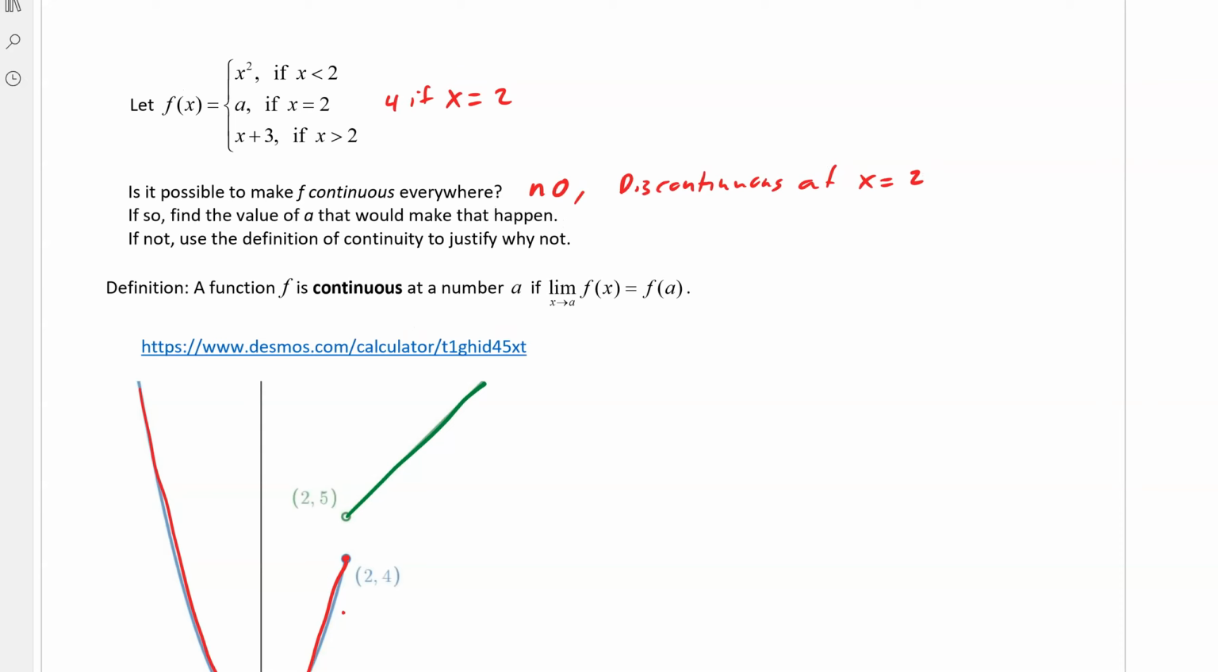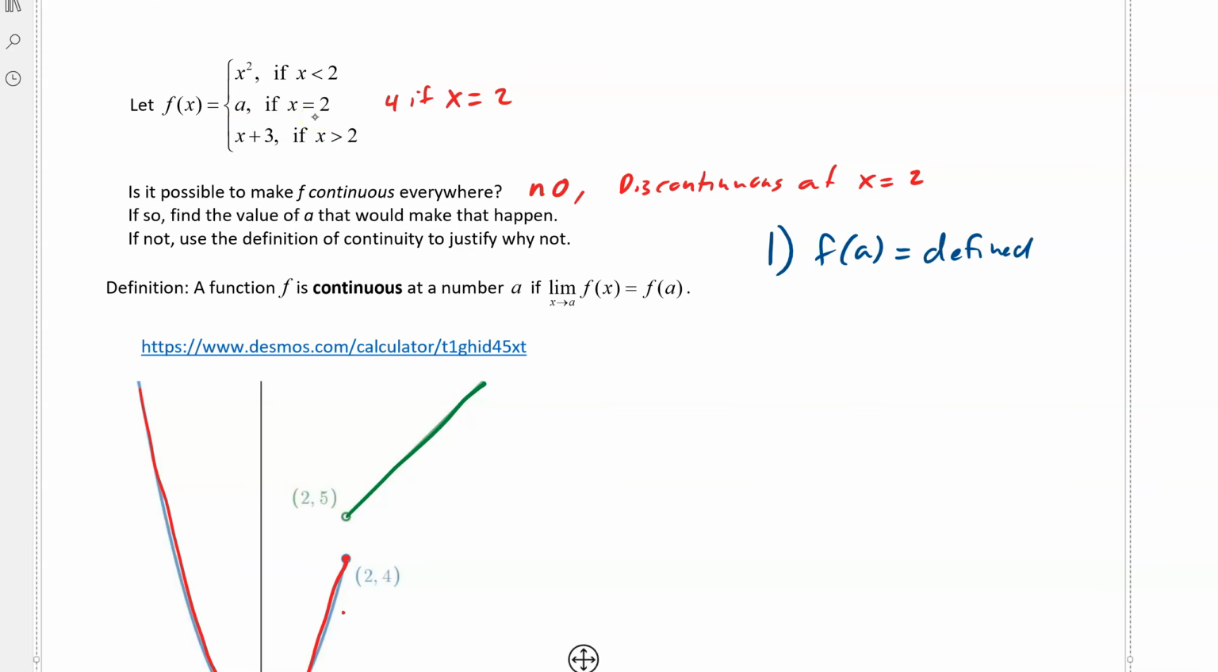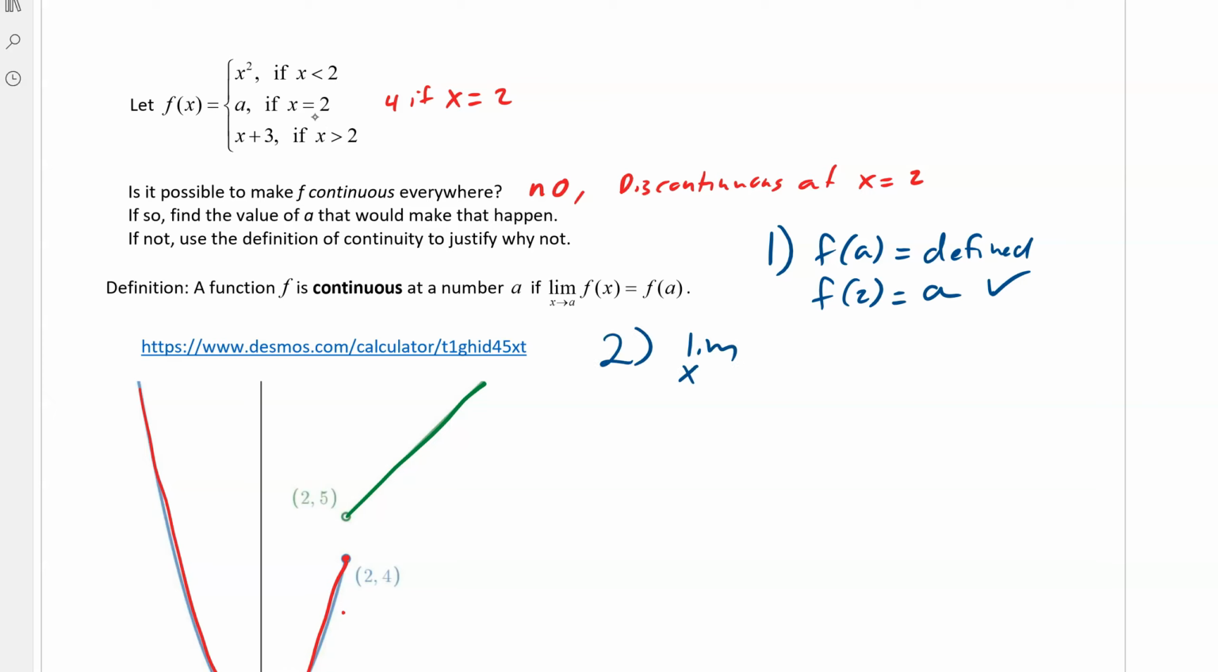You remember our 3 rules that we use to show continuity. We can use them to show discontinuity as well. Number 1, f of a is defined. Does that one match? Yes. At x equals 2, we're going to get some number a. I know we're using a here, but it's not the same a. So f of 2 is equal to a. Check, so we can't use that one. Number 2, the limit as x approaches a of f of x exists. That's the one we get to use.